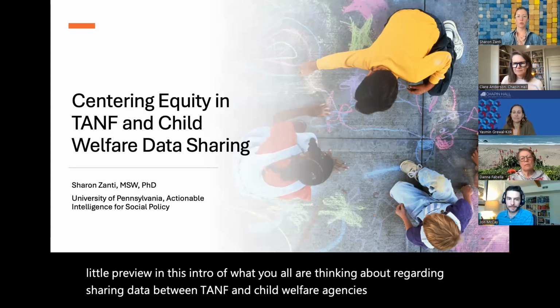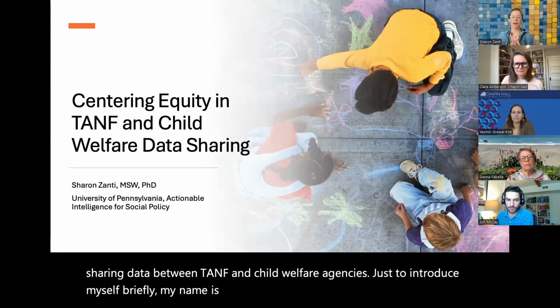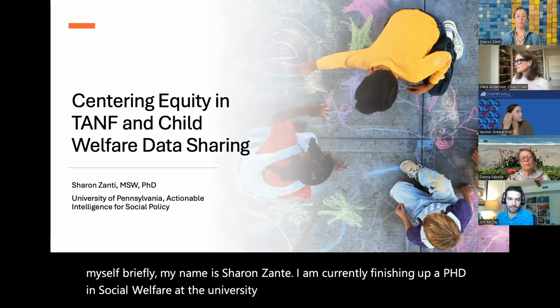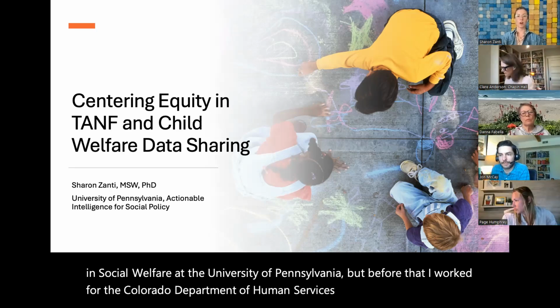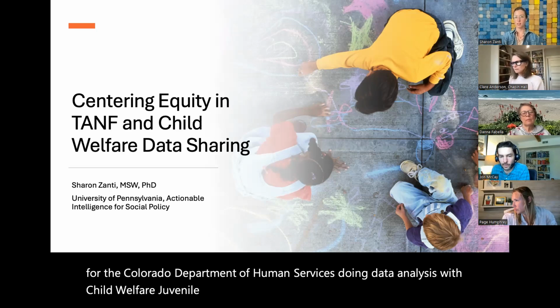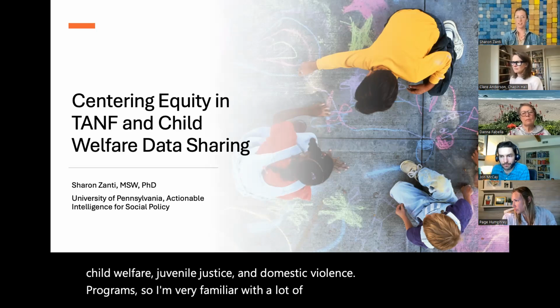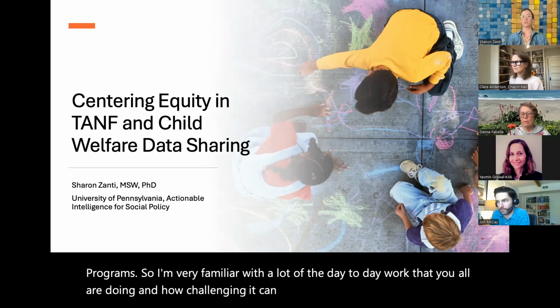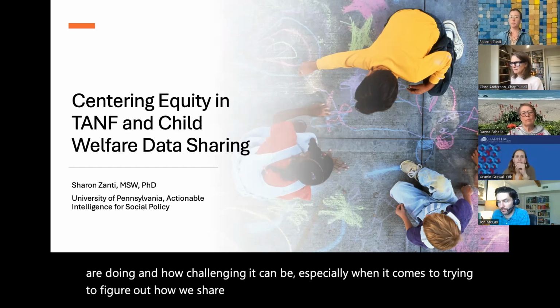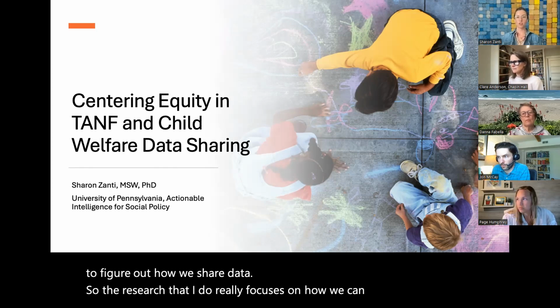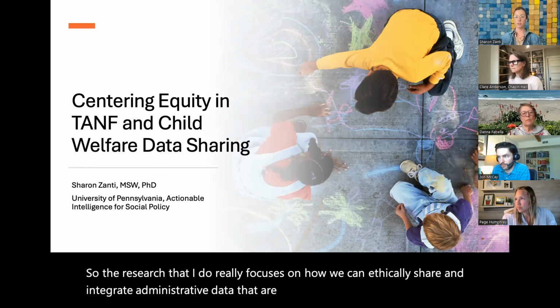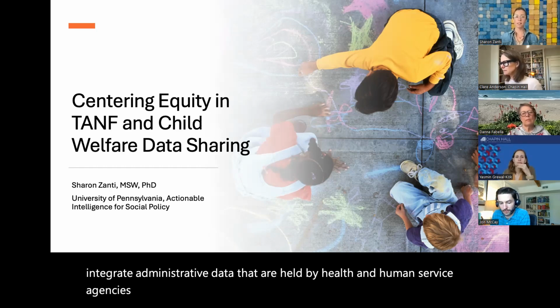Just to introduce myself briefly, my name is Sharon Zanti. I am currently finishing up a PhD in social welfare at the University of Pennsylvania. But before that, I worked for the Colorado Department of Human Services doing data analysis with child welfare, juvenile justice, and domestic violence programs. So I'm very familiar with a lot of the day-to-day work that you all are doing and how challenging it can be, especially when it comes to trying to figure out how we share data. So the research that I do really focuses on how we can ethically share and integrate administrative data that are held by health and human service agencies to improve policies and improve lives.